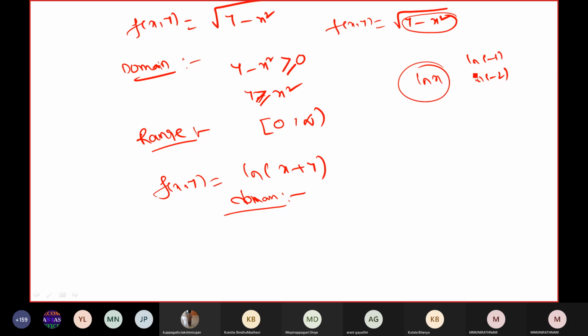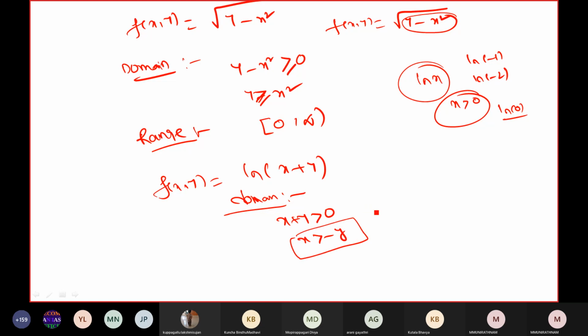We can't define it. Only for positive x is it defined. ln 0 is undefined. Only for positive x is it defined. So similarly, ln of x plus y means x plus y greater than 0, so x greater than minus y.